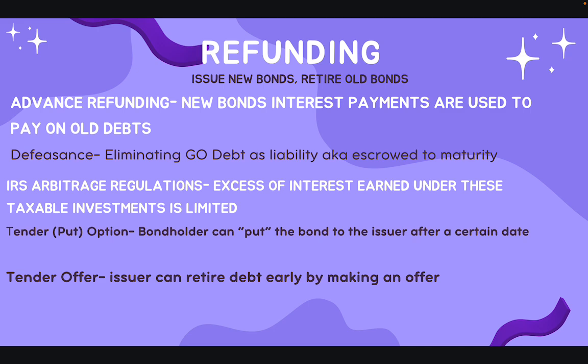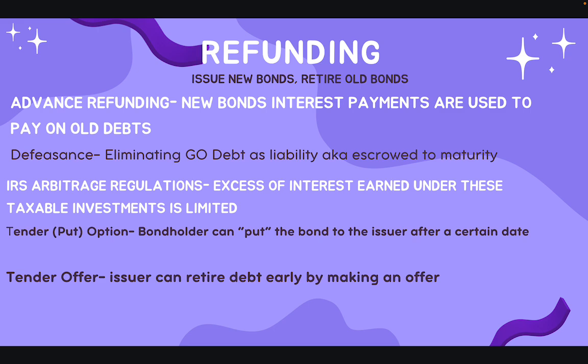Then there's IRS arbitrage regulations. So this is a regulation on arbitrage that an excess of interest earned under these taxable investments is limited, because you don't want people going crazy with the arbitrage. So excess of interest earned under the taxable investments is limited. Okay, it's limited.